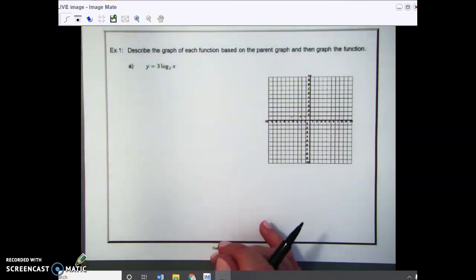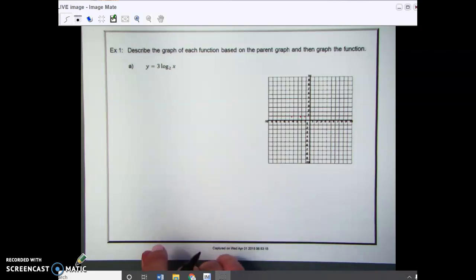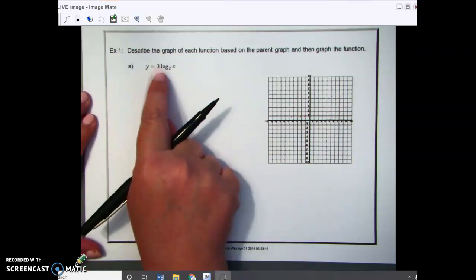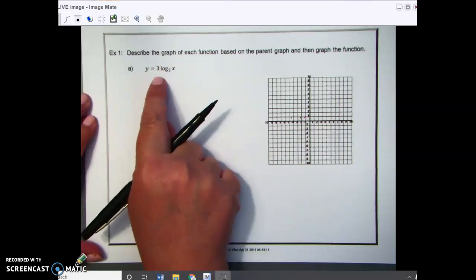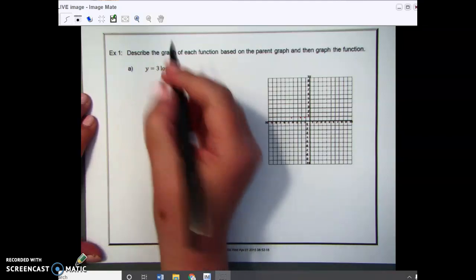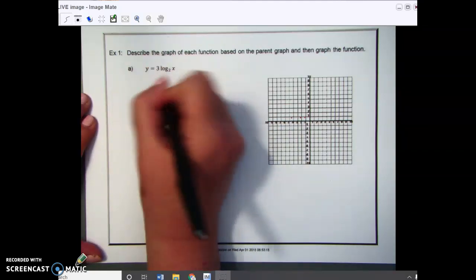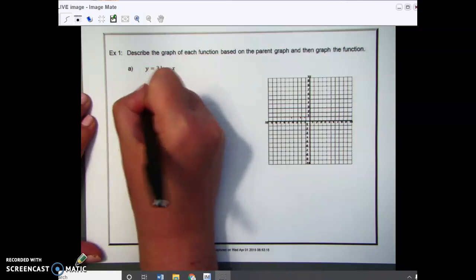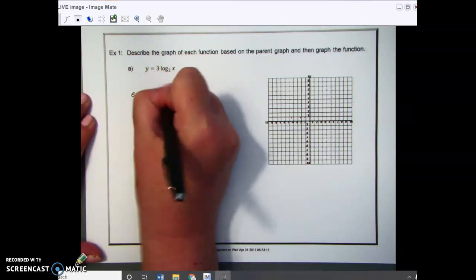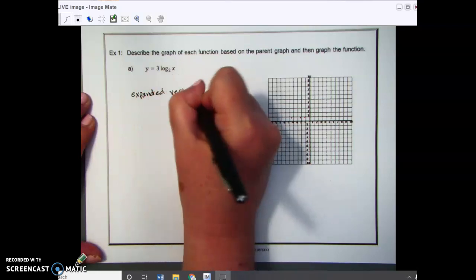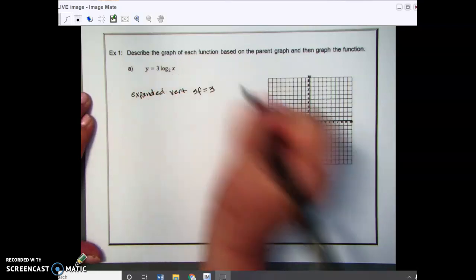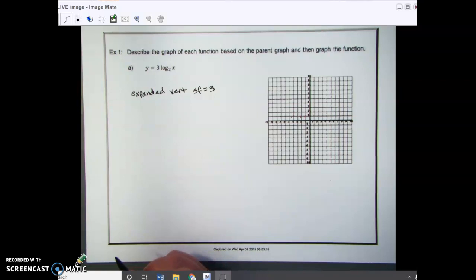All right, so now we're going to realize that graphing these logs is exactly the same as all of the other functions we've been doing. So if we take a look at this function here, what are we doing to the parent graph of y equals the log base 2 of x? Since the 3 is outside the function, this is going to be expanding vertically by a scale factor of 3. So it's expanded because 3 is greater than 1.